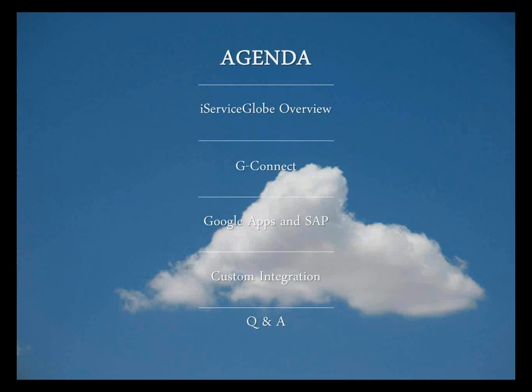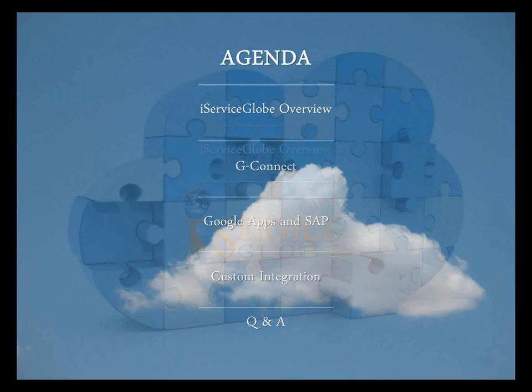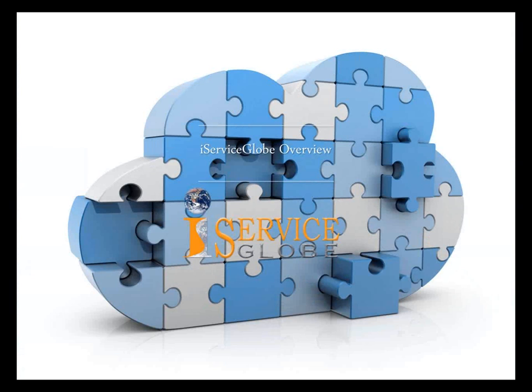Quick overview of the agenda. I want to give you an introduction on who we are, who iService Globe is, how we got your email address, why we're inundating you with emails, and all that good stuff. Then, as I mentioned, a quick overview of G-Connect, the synchronization tool between SAP CRM and Google Apps, followed by other products we've released that integrate Google Apps and SAP, and then some of the custom integration options and solutions that we've devised. Finally, we'll end with a Q&A. Our goal is to get you out of here by 1:50. Please hold me to it, and if I hold you too long, feel free to yell and send angry messages in the chat window.